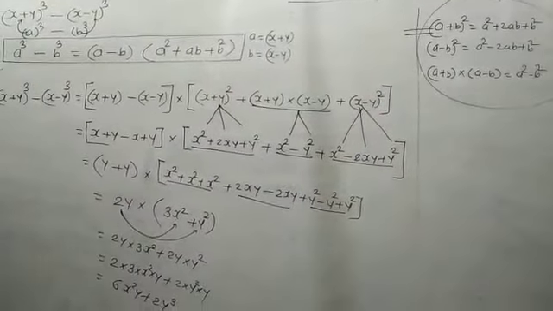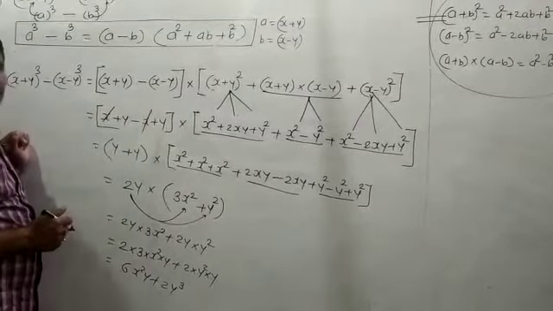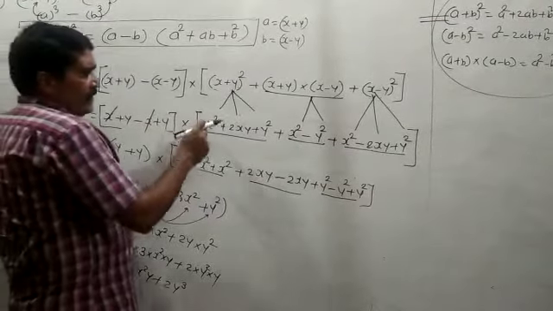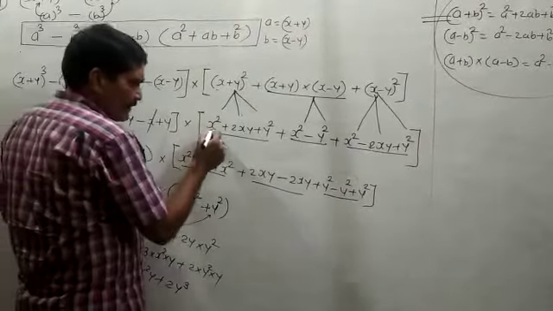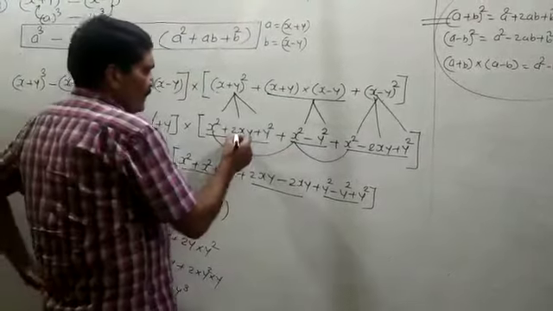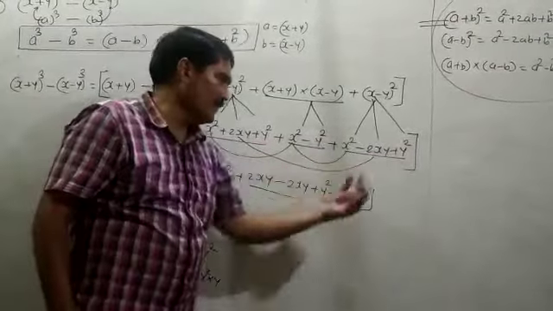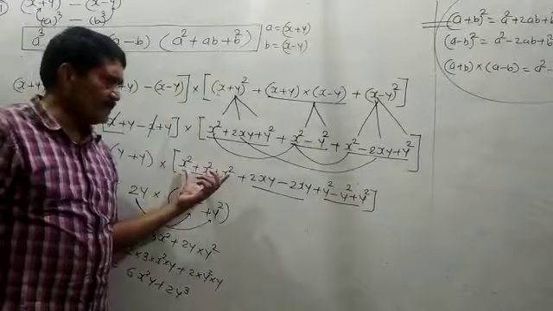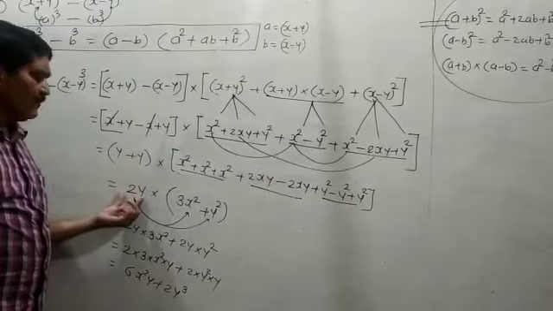Then in the first bracket, plus x and minus x get cancelled because they are like terms having opposite sign. What remains is y plus y, which you write downside. Then collect the square terms: x square plus x square plus x square, 2xy plus 2xy minus 2xy, and y square minus y square plus y square. Then y plus y is equal to 2y.